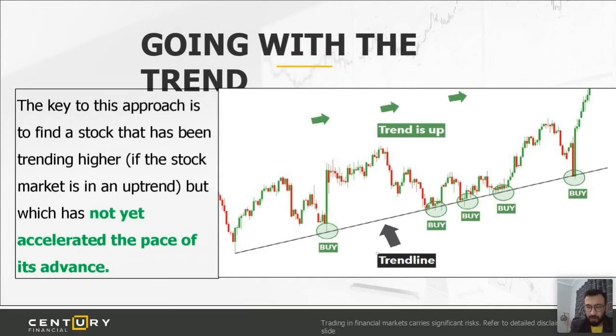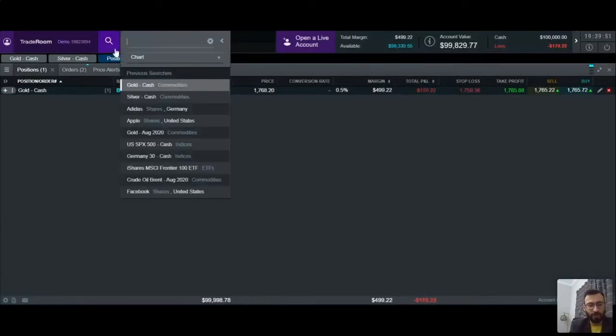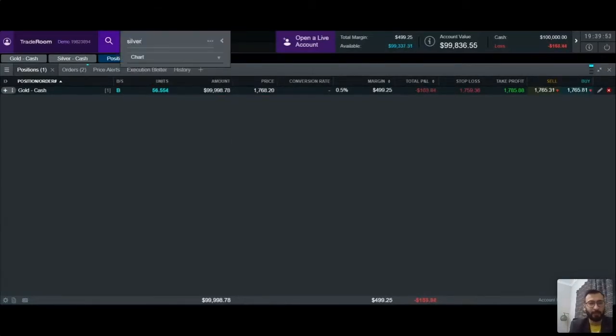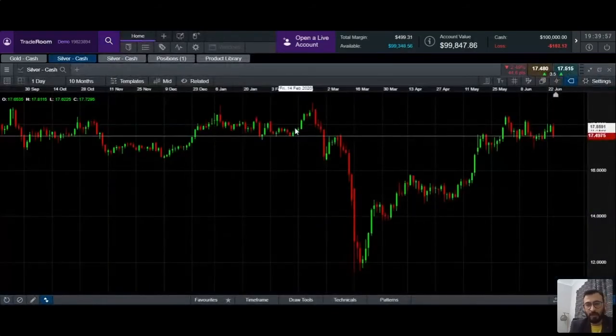So I'm going to take a very small time frame chart, as we saw in the key points that a short term time frame chart can be helpful during volatile markets. So I'm going back to the platform. Please look at this. Okay, so I did the transaction in gold. Now let's take a much shorter duration. Let's take silver, for example. We already have gold. Let's take silver.